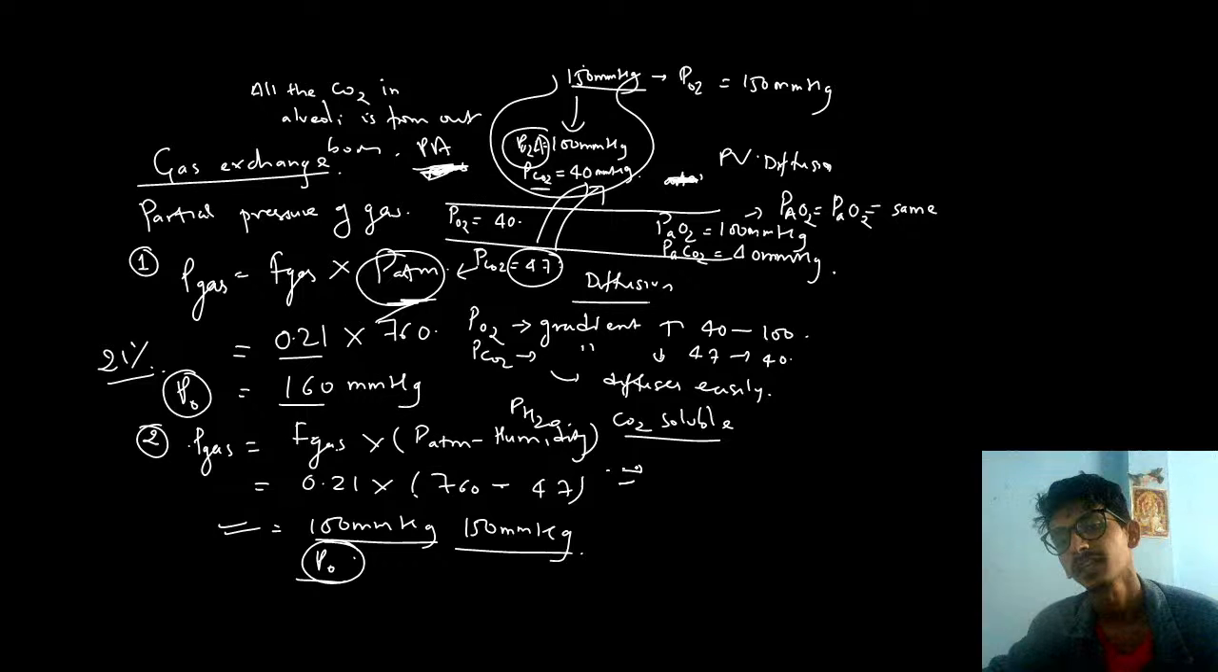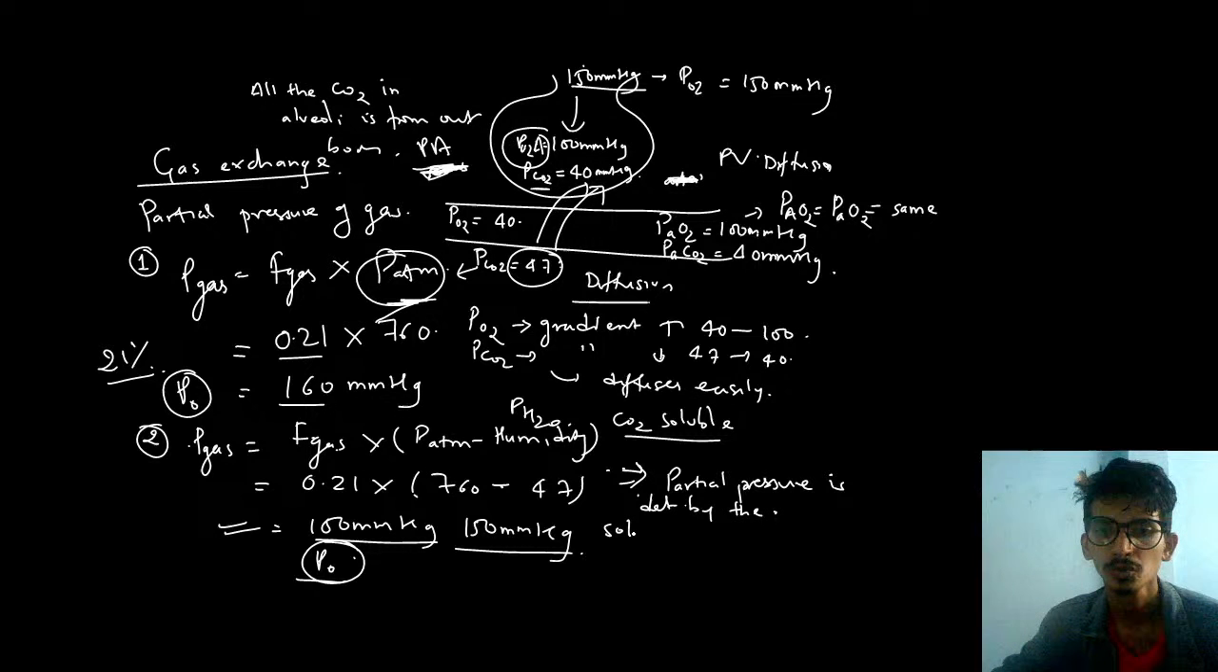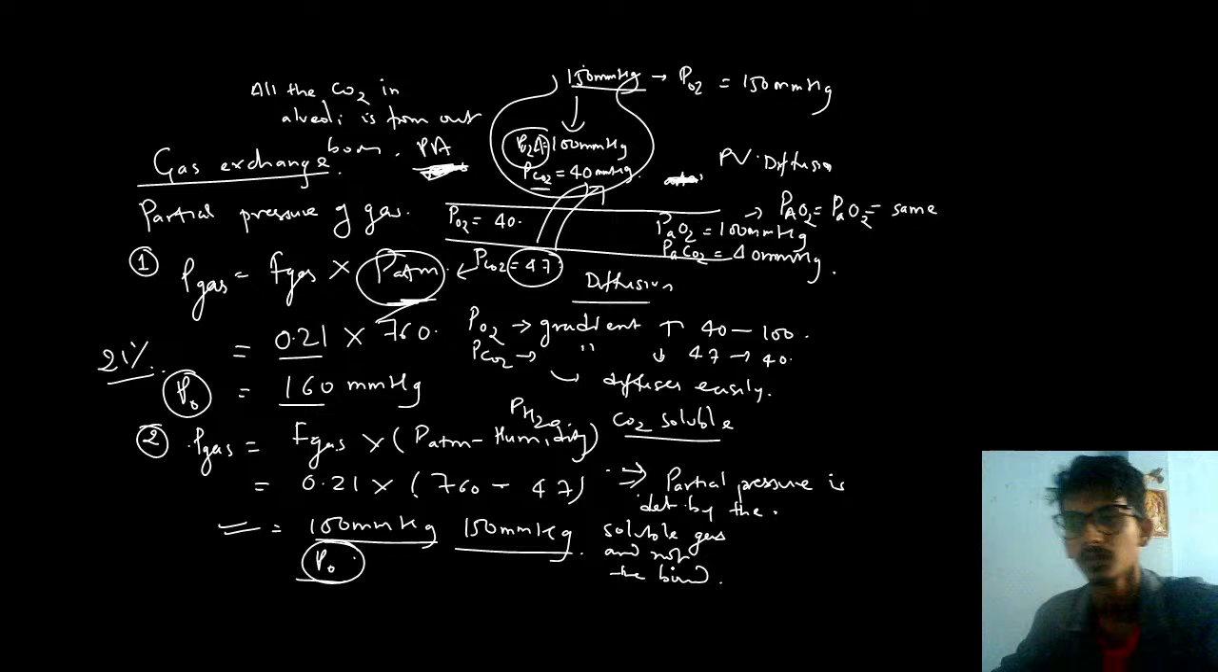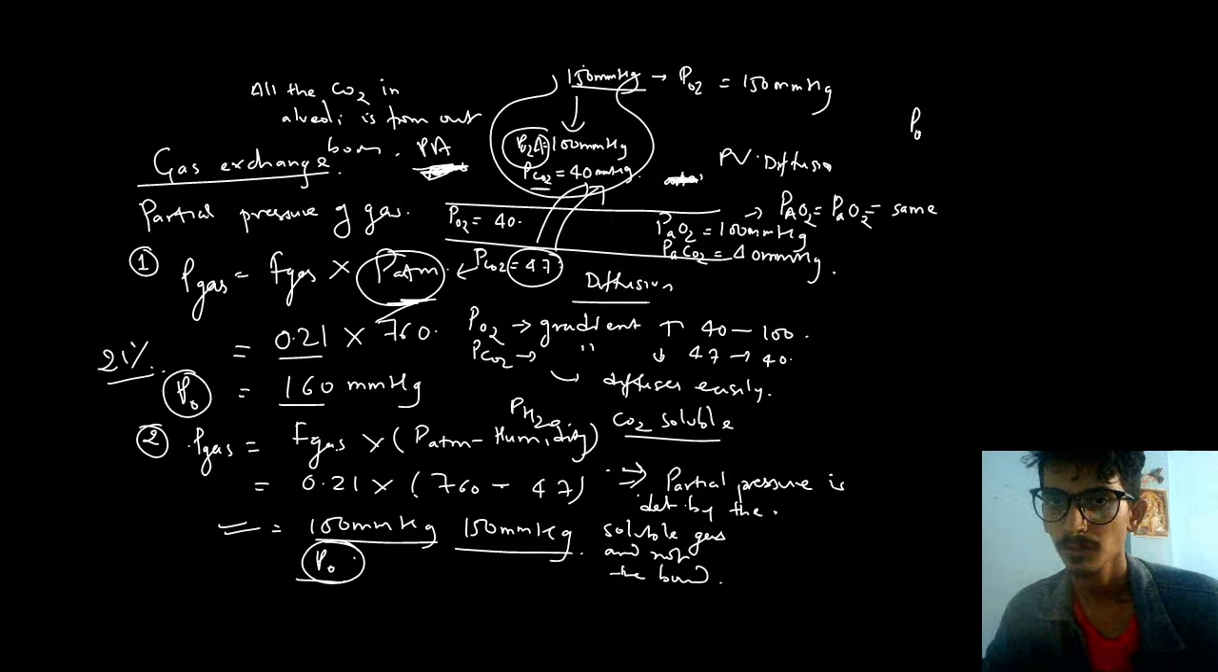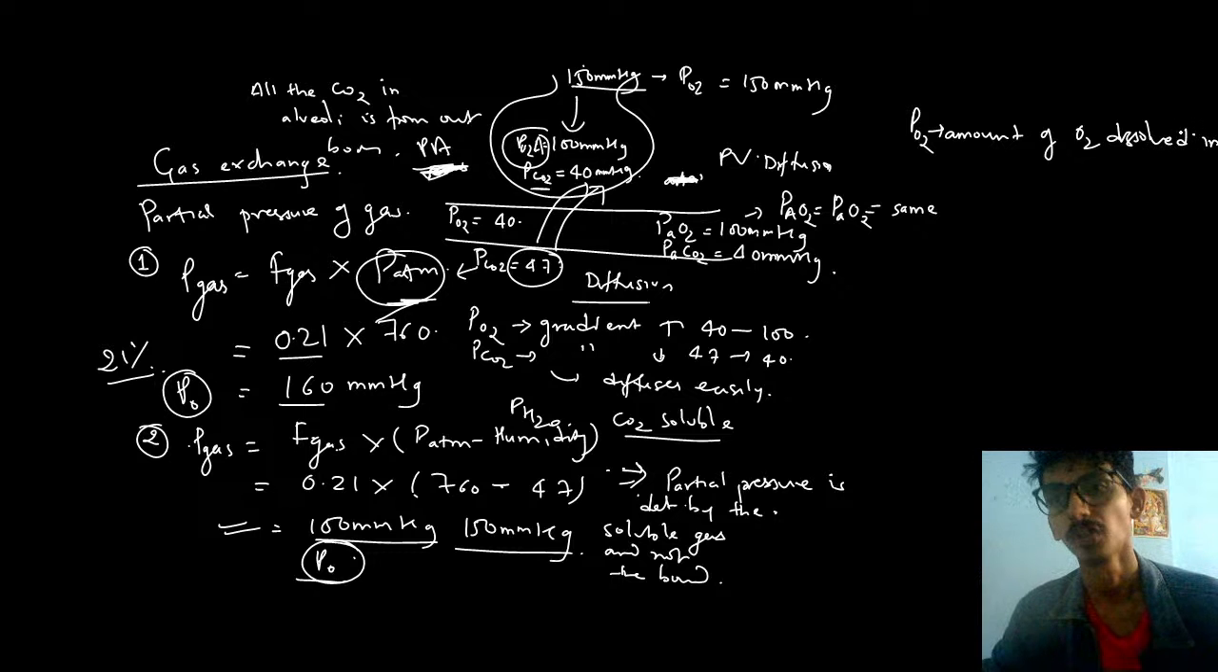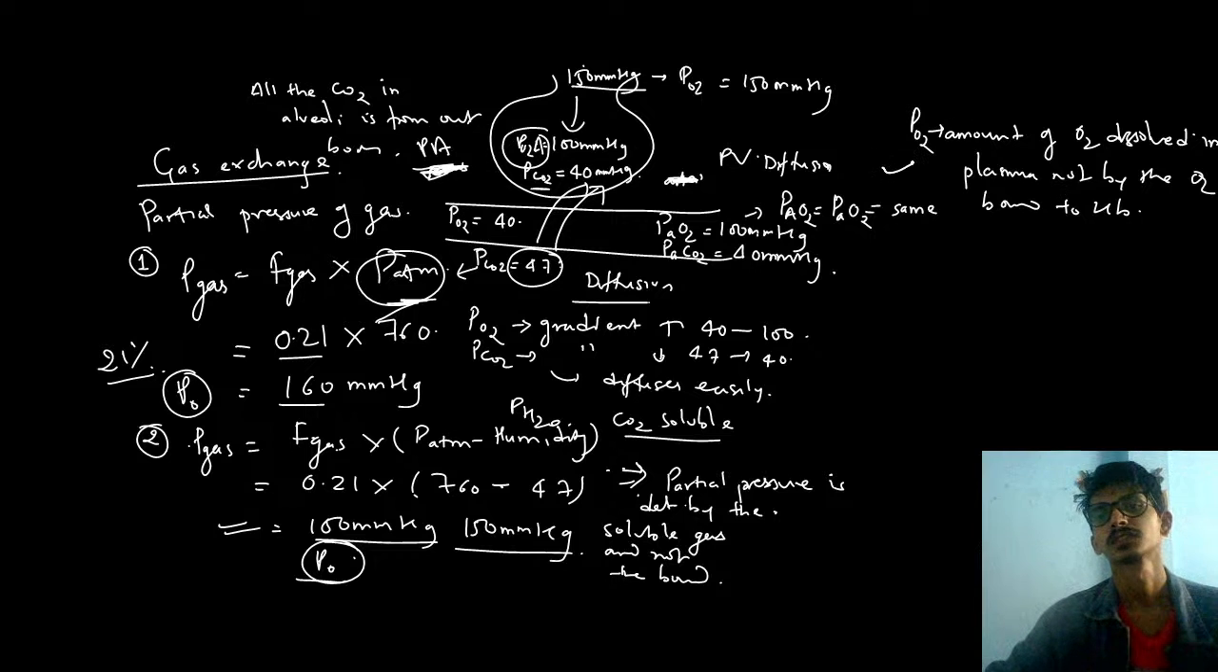Another concept I want to impose is that the partial pressure is determined by the soluble gas, okay? Soluble gas, and not the bound. This concept I want to impose because the partial pressure of oxygen is determined by the amount of oxygen dissolved in the plasma, not by the oxygen bound to hemoglobin. Okay, so this is an important concept I want to impose.